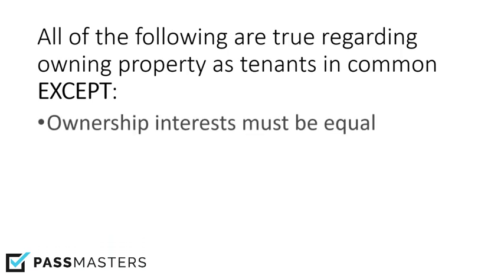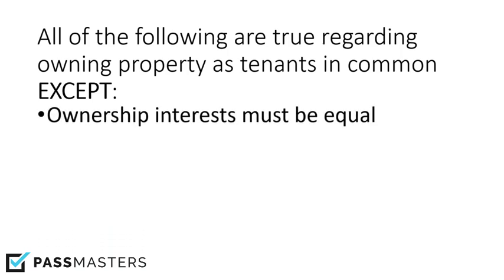Let's take a look at the first answer. Ownership interest must be equal. Is that true? False. Ownership could be equal with tenants in common, but it's not required to be, so it actually could be unequal. Now, what type of co-ownership has always equal ownership? Joint tenancy. But here we're talking about tenants in common, so it is not required to be equal, although it could be. So that's a false statement. That should be our correct answer, right? Because we're looking for what's false.